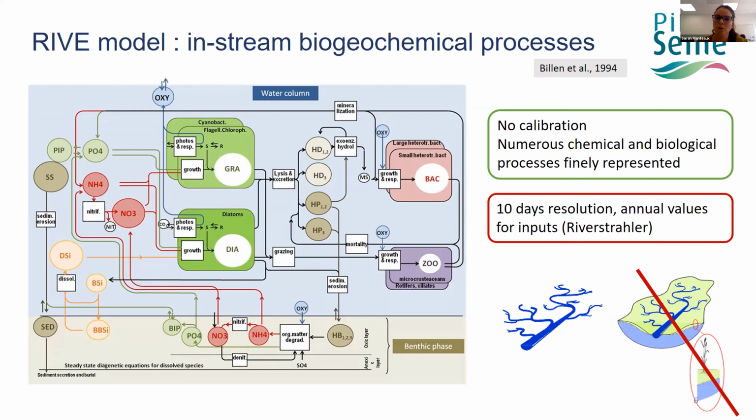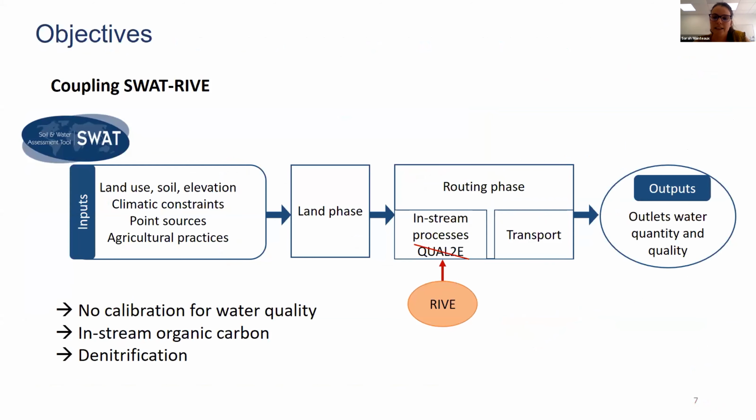That's why we chose to couple the two models and not just use RIVE alone, because SWAT had the advantage of good processes represented in land. So the idea is really to replace the Qual2E module in SWAT by the RIVE module, and to keep everything else in SWAT. This will allow no calibration for water quality, and we will have the representation of organic carbon in the channel and processes like denitrification, which are important for my objective to study the regulation zones and the removal of nitrates.